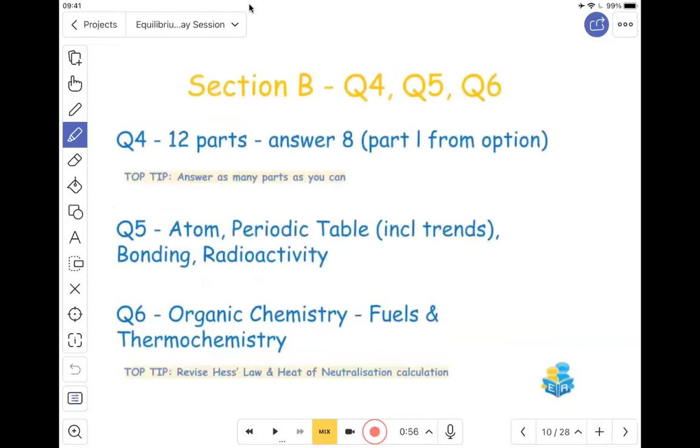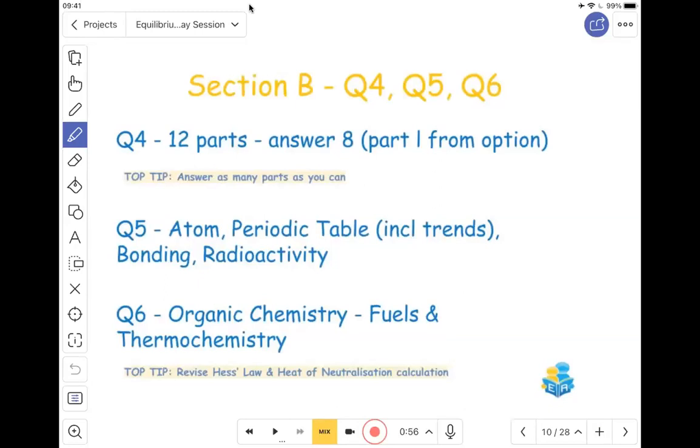So for questions 4, 5, and 6, for question 4, there are 12 parts and you only have to answer 8 of them. Part L of this question would be from the option. So if your teacher has not completed the option part with you, which would be on either electrochemistry or industrial and atmospheric chemistry, there are only 11 parts that you can possibly answer here, but you still only have to answer 8. So that gives you some wriggle room there.